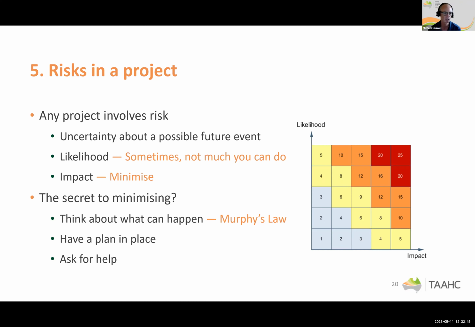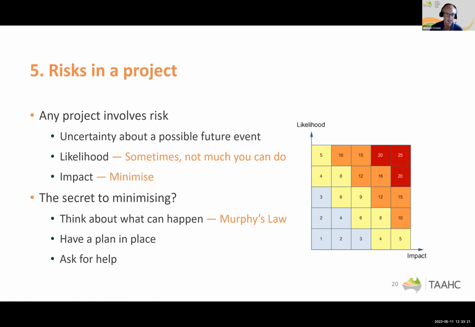Now, sometimes or most of the time, we can't do much about the likelihood of an event, but what we can do is to minimize the impact. So what things can we set up when we've identified the risk that can reduce any impact on the project if it comes to pass at some stage during the project? So we're thinking about lots of things that could affect the project, and we tend to, in project management, list them from the worst one.